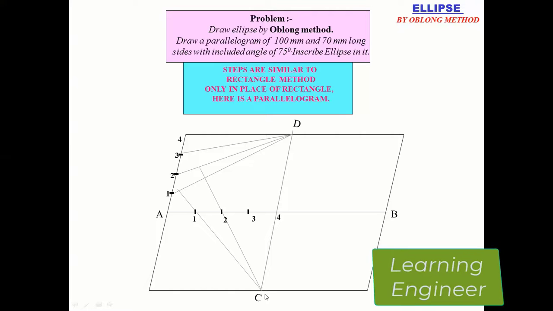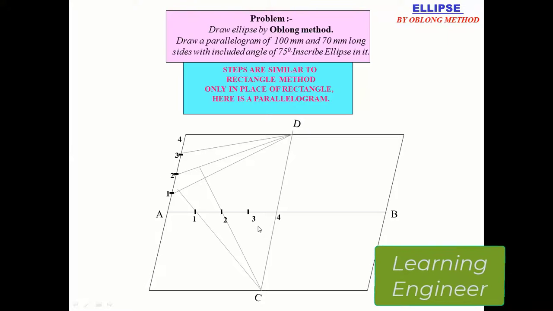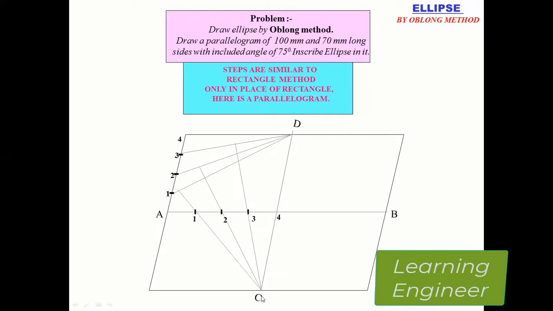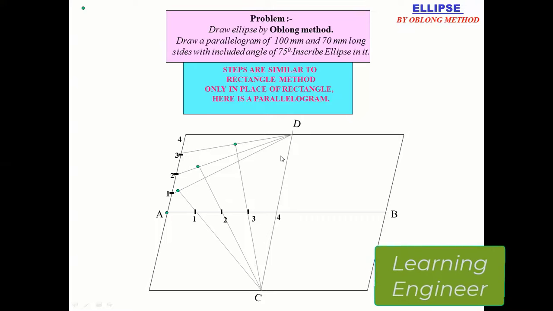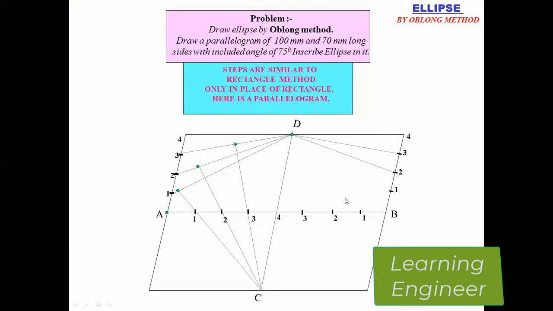Similarly, we will pass a line from point C through point 2, and it will cut the line 2 to D. Similarly, we will pass a line from point C to point 3, which will cut the line 3 to D, that gives the points. So we can join all points. Similarly, on the right hand side also, we will repeat the same procedure. 1, 2, 3, 4. Divide this line in 4 equal parts. Divide this line in 4 equal parts.